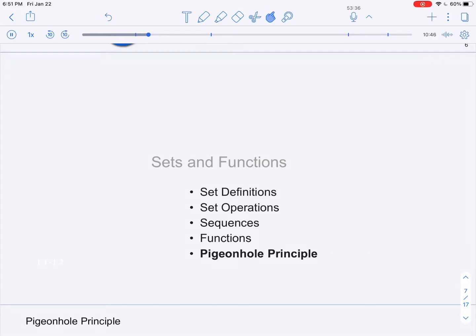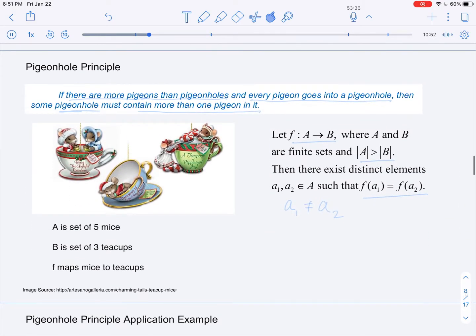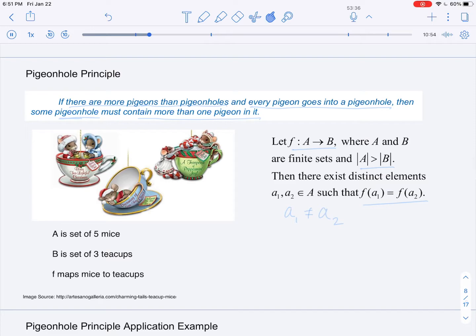In this video, we'll discuss the pigeonhole principle. Now, the pigeonhole principle is a highly intuitive idea. It's basically saying if there are more pigeons than pigeonholes, and every pigeon goes into a pigeonhole, then some pigeonhole must have more than one pigeon in it.